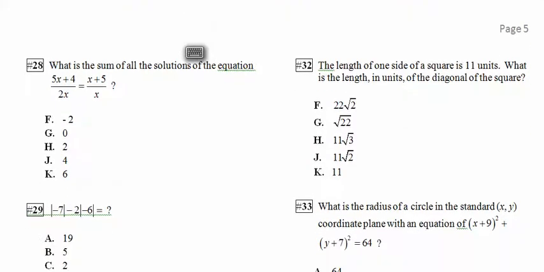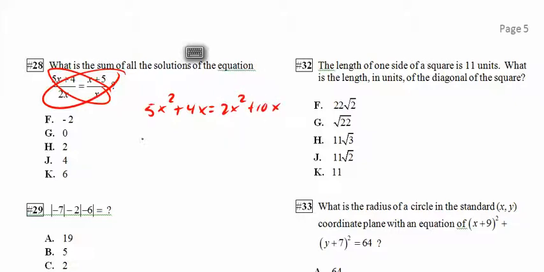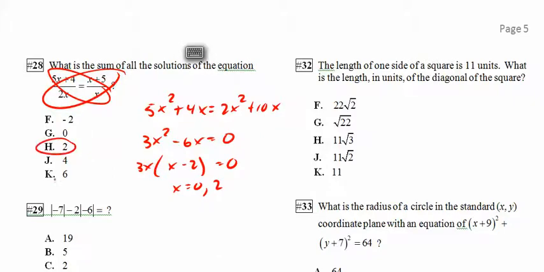What's the sum of all the solutions? Well, cross multiply. We get 5x squared plus 4x equals 2x squared plus 10x. 3x squared minus 6x equals 0. 3x, x minus 2, x equals 0, and 2. Add them together, we get 2.